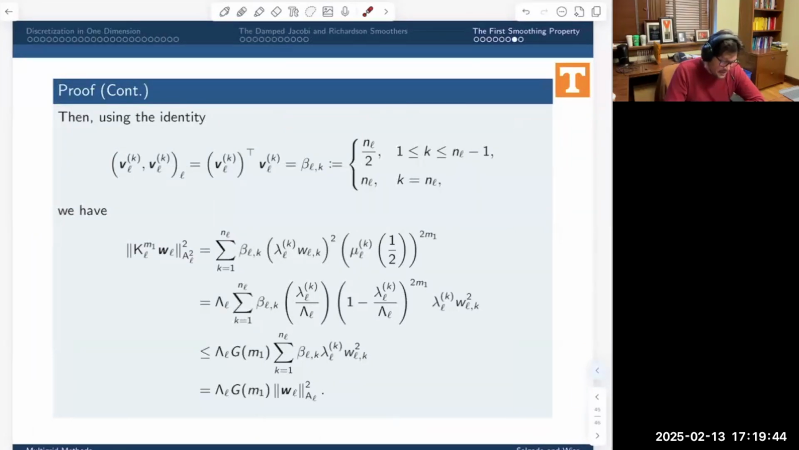Now, we're going to use the normalization identity that says that if I take the dot product of any two of those vectors, I should say the same eigenvectors with the same wave number, I get these constants called beta LK. They depend on both L and K in this case. They're not just one value, because if K is equal to NL, I get a normalization constant of NL. That's what the inner product of these two things is. And if K is between 1 and NL minus 1, I get NL over 2.